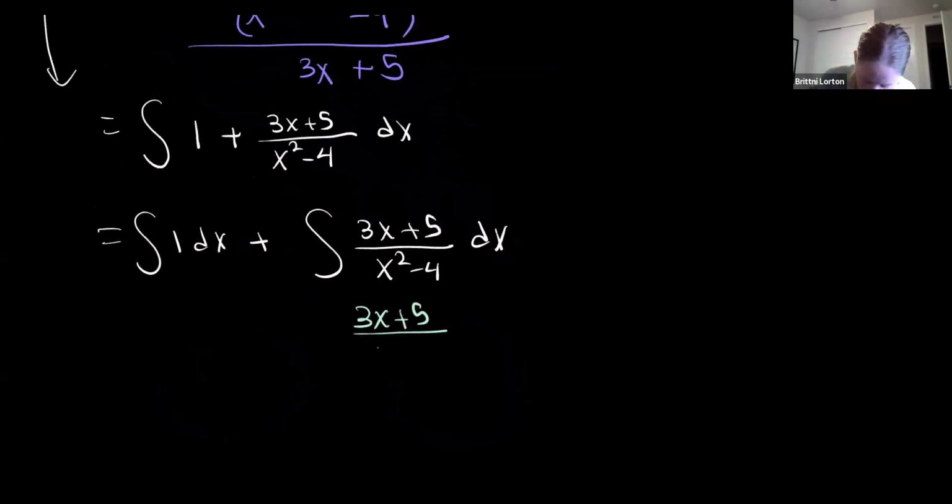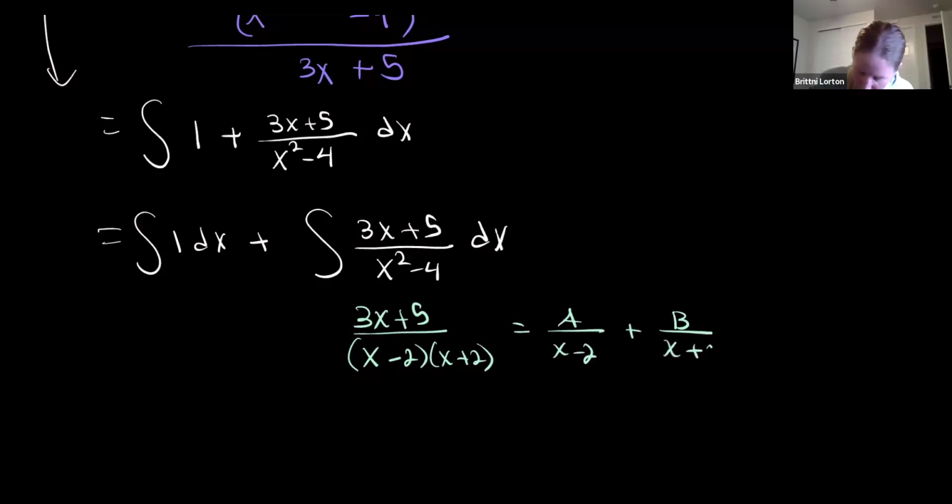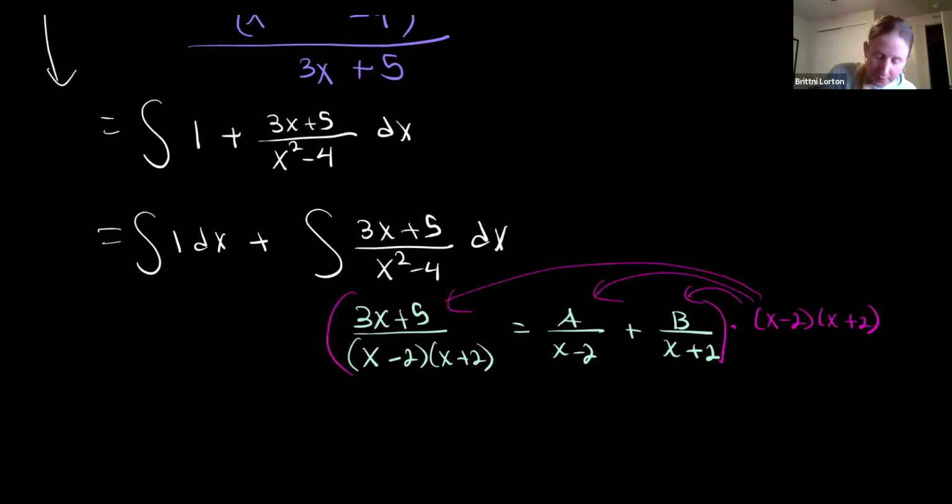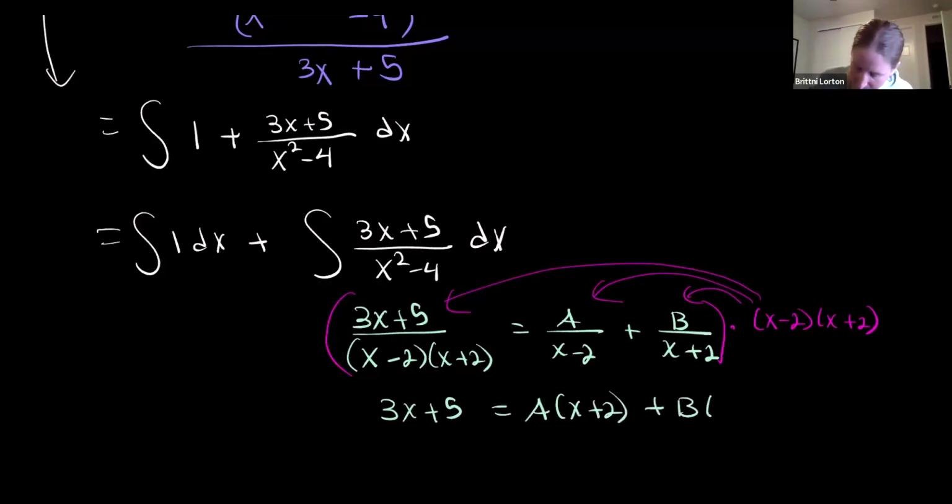3x plus 5 over x minus 2 times x plus 2 becomes A over x minus 2 plus B over x plus 2. Multiply both sides of the equal sign by x minus 2 times x plus 2. Distribute across, see what cancels. 3x plus 5 equals A times x plus 2 plus B times x minus 2.